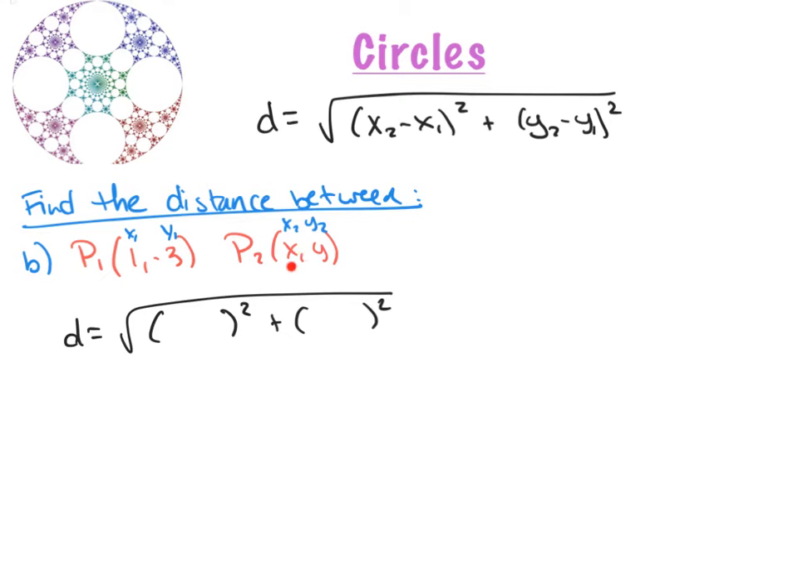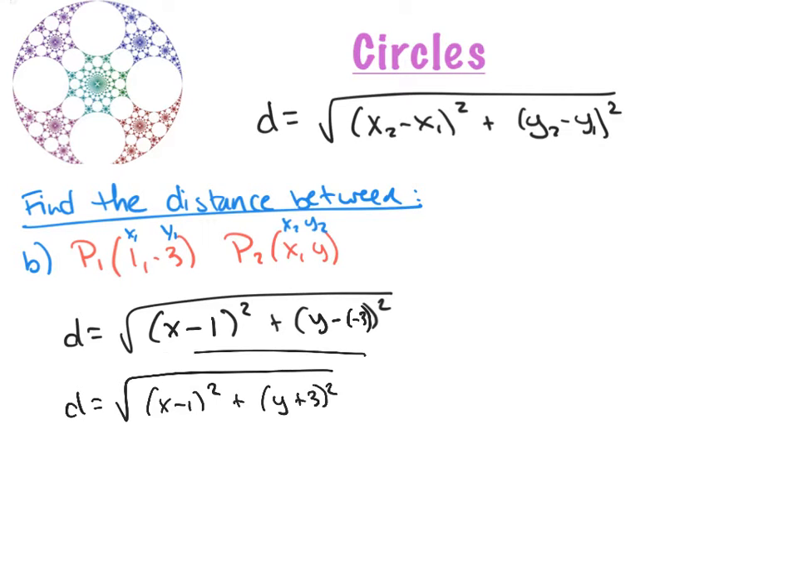So our distance is going to be the square root of x2 minus x1, which in this problem is x minus 1, and y2 minus y1 will be y minus negative 3. Okay, so this distance, that's not a number, not satisfying. This distance is given by x minus 1 squared, and y minus negative 3 is y plus 3 squared. Okay, there's our distance.